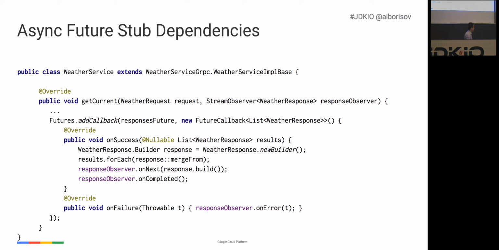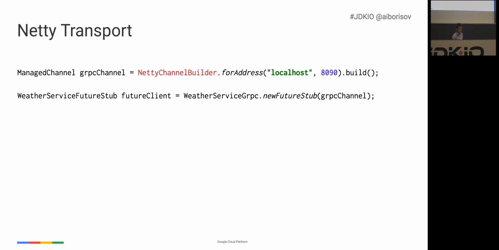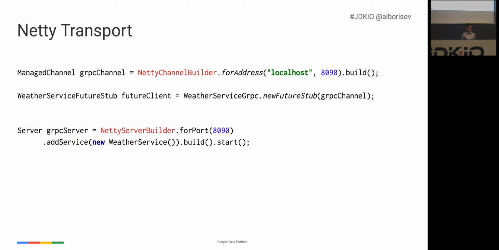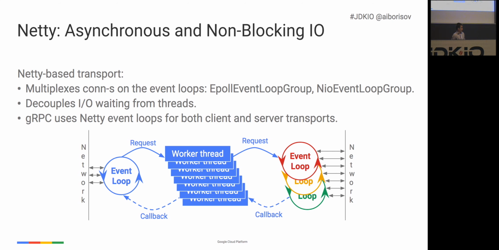You can ask me, how could we send three parallel requests from a single execution thread? What thread will make these I/O calls? What threads will be waiting for an I/O? To answer this question, we have to go back and see how we created the stubs. We used Netty Channel Builder. And for the server, we use Netty Server Builder. gRPC Java implementation is built on Netty.